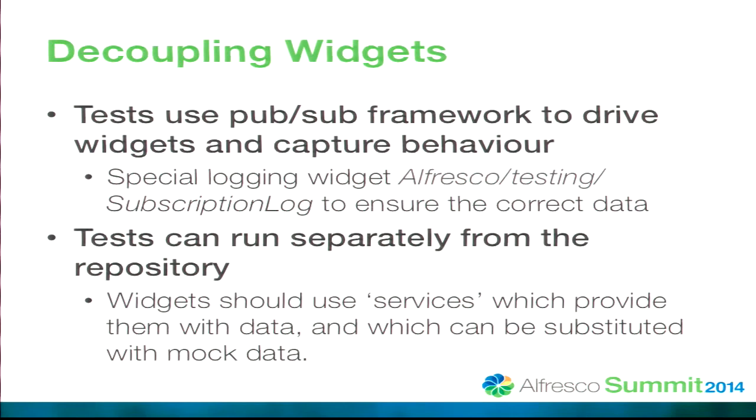Now, as well as I mentioned decoupling in the sense of separating things out from the repository, but we also need to separate widgets out from the other UI components that they're interacting with. So we use a pub sub mechanism to drive widgets and to capture behaviors within tests. Now, pub sub is used, or should be used, by developers writing widgets because it allows you to maintain that separation between, say, a button and a bit of application logic, which then gets run to perform some business logic, and perhaps that loads some data from a third-party service and injects that into the DOM.